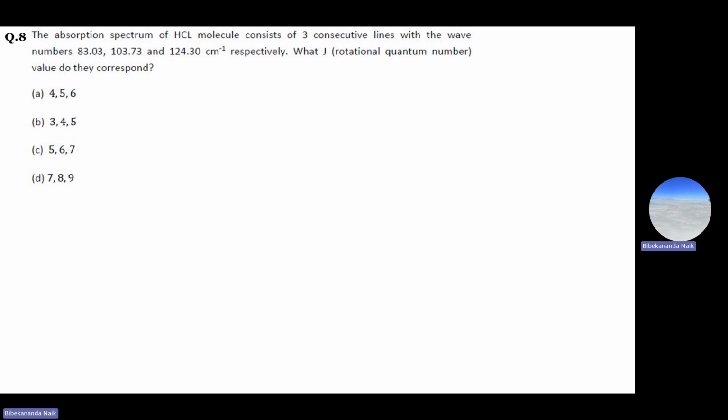The transition is occurring. Since there are 3 lines, we will be getting 3 J values, and we need to find out these 3 J values. Options are option A 4, 5, 6, option B 3, 4, 5, option C 5, 6, 7, or option D 7, 8, 9. So we will find 3 consecutive J values. What will be the 3 consecutive J values? I will give you a few minutes to try this question, then I will discuss.